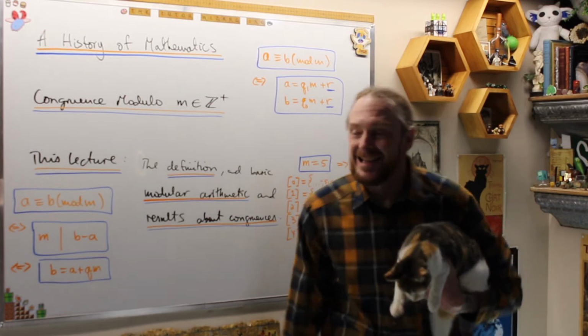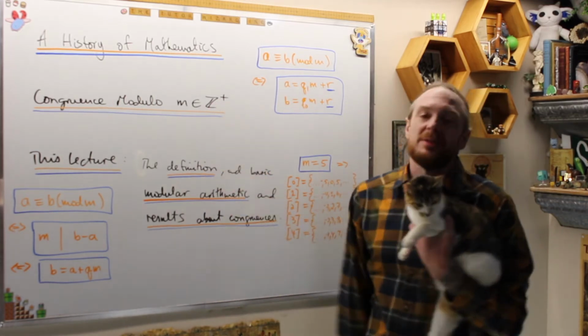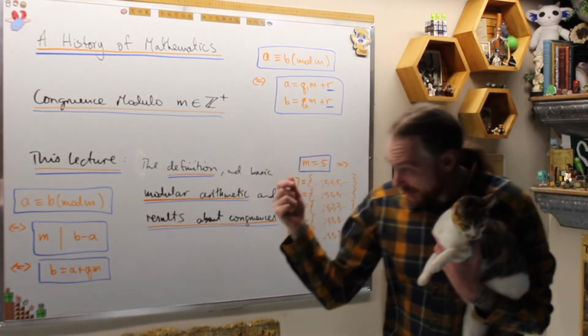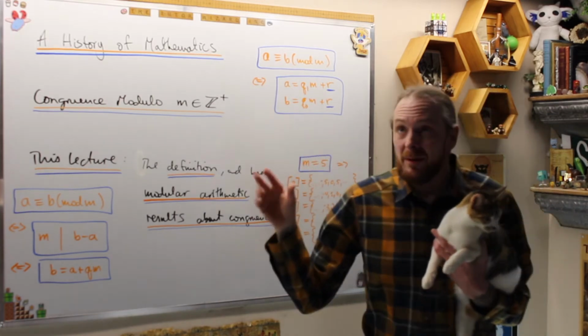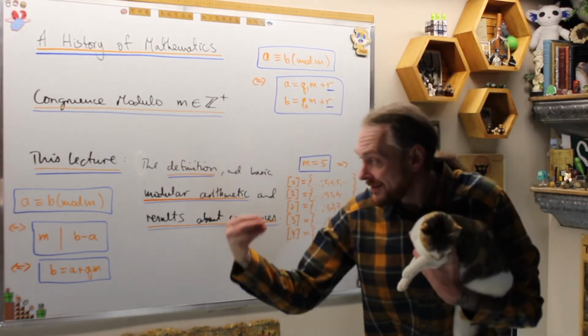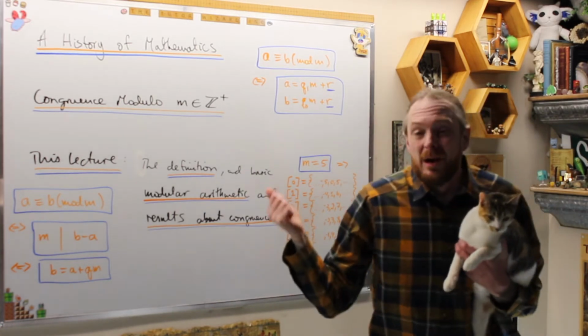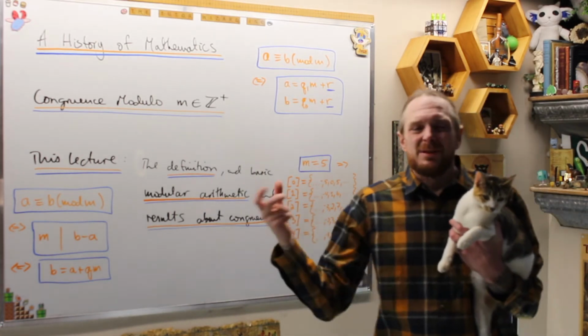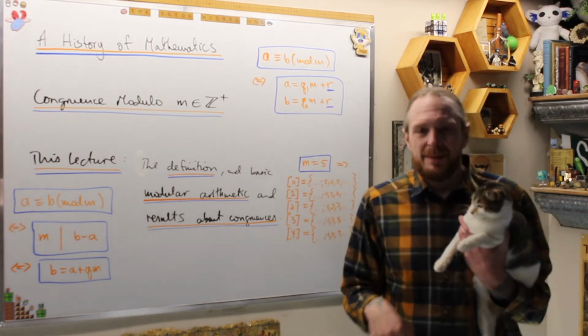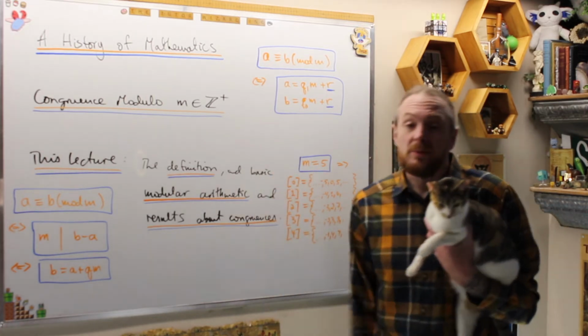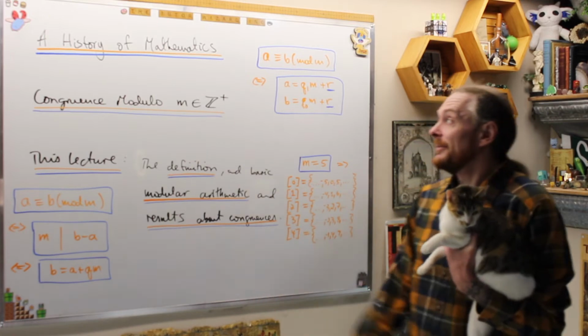What we're going to do today is a history of mathematics. Congruence modulo M is essentially what we're going to do specifically, but we're going to break this into probably 2 or 3 videos. In this lecture, we'll cover the definition of congruence mod M, some basic modular arithmetic, and some results about congruences which will help us compute the black magic, which is modular arithmetic base M. Let's get to it.